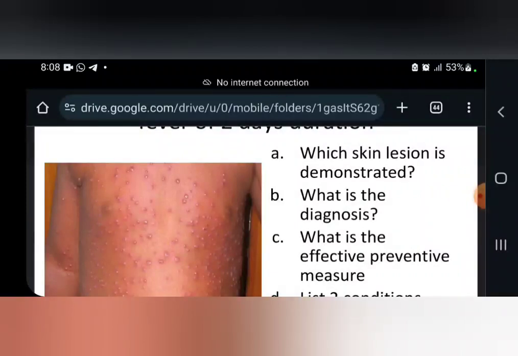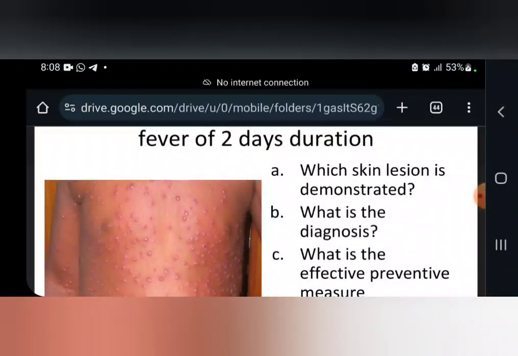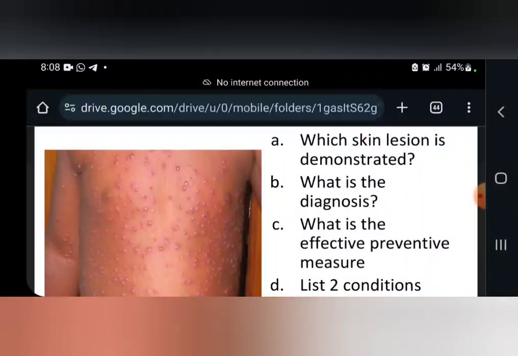The first one is a macule. Is it clear? And I'm going to directly speak of its opposite. If it's not a macule, it's a patch. A macule is a flat skin lesion that is less than 1 centimeter, while a patch is still a flat skin lesion, but greater than 1 centimeter. I hope you understand. The second one is a papule.